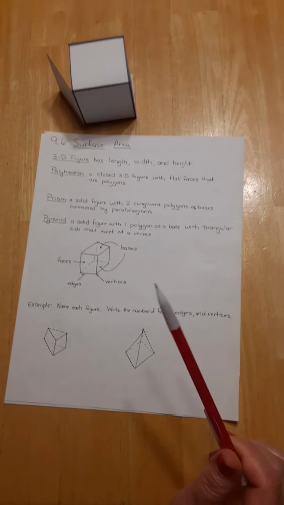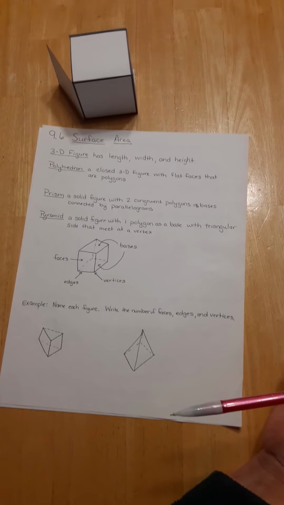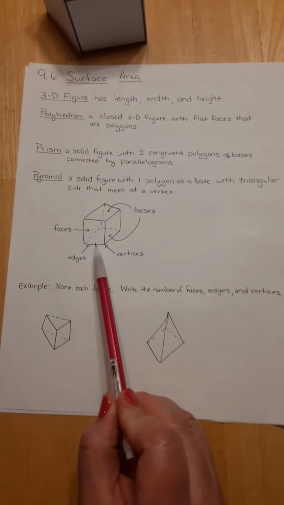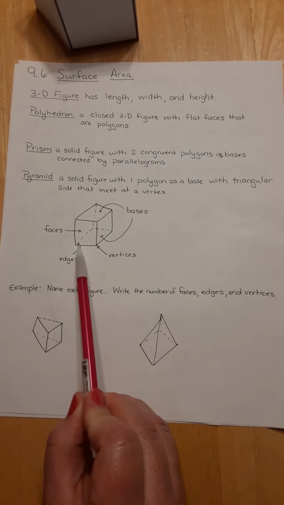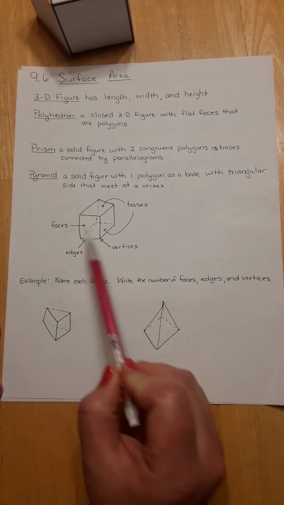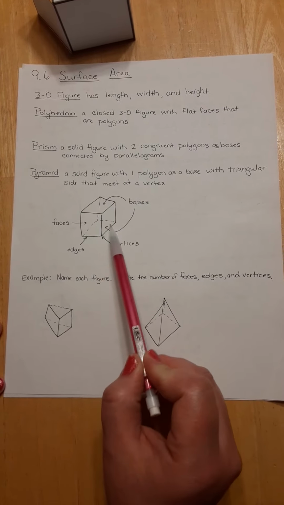Now with a prism, we have special terms that we talk about. I've used the term face. What exactly is a face? A face is the flat plane that makes up all of our shapes. So a face is our bases. It's also the sides that connect them.